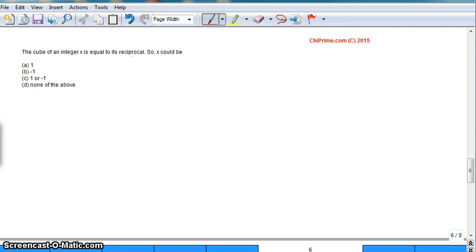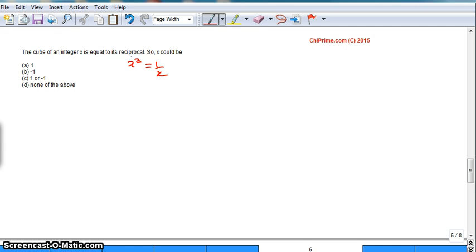I'll give you a second to read the question and pause the video if you'd like so you can solve the question yourself, and then we'll solve it together. Right, so let's begin. The cube of an integer x is equal to its reciprocal. We learned before that a reciprocal is 1 over an integer, right? So this can translate into the equation x cubed is equal to 1 over x.